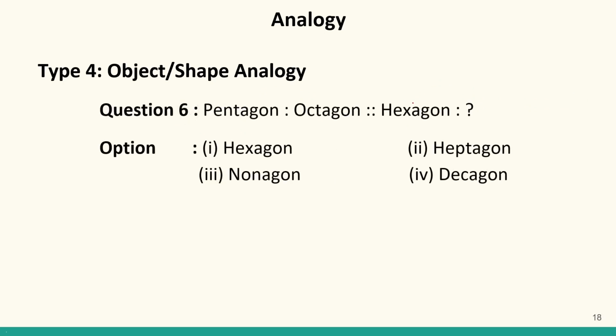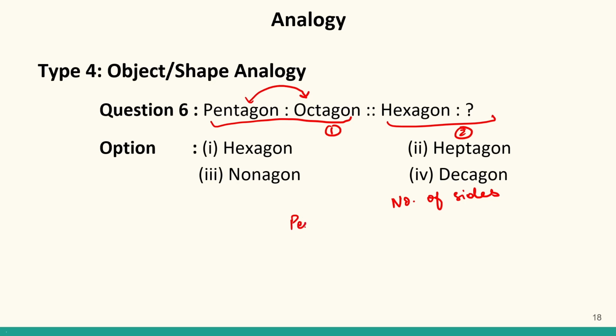Then again, pentagon, octagon, hexagon, and then we have to find the next element. So this is the first pair and this is the second pair. Pentagon is somehow related to octagon. So let me write the number of sides. How many sides are there in a pentagon? 5. I just told you that a pentagon looks something like this.